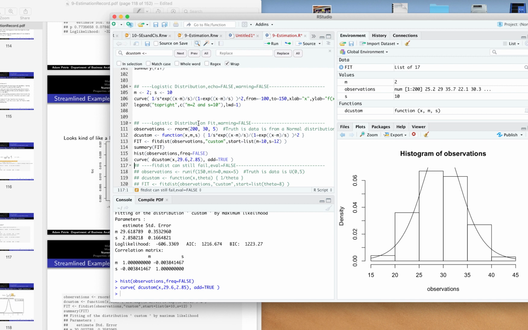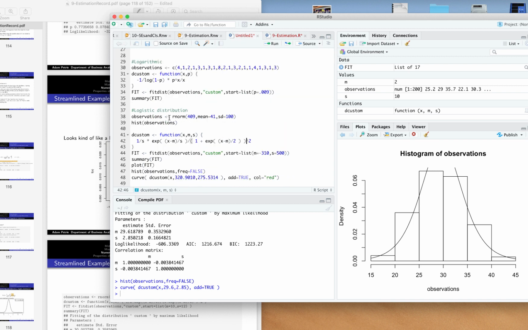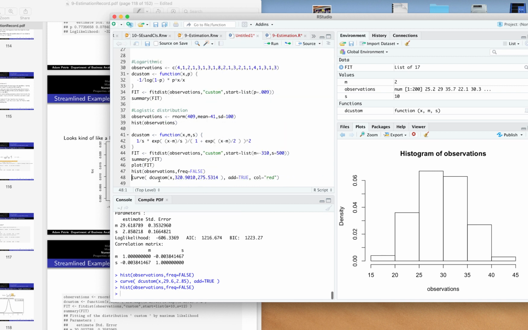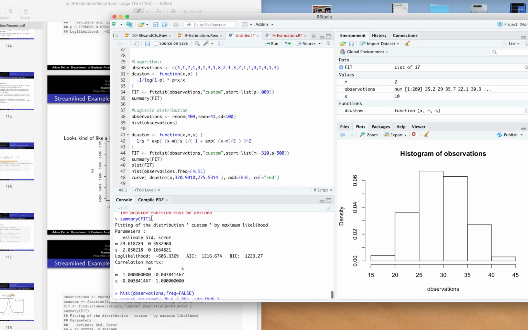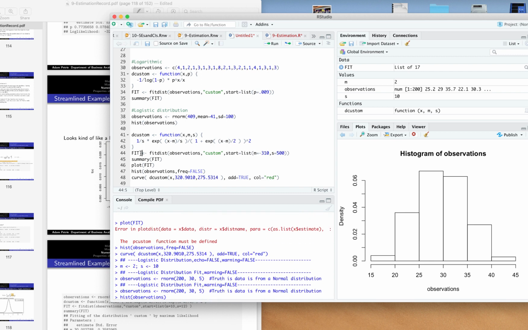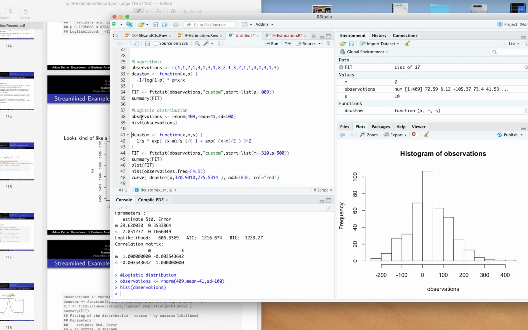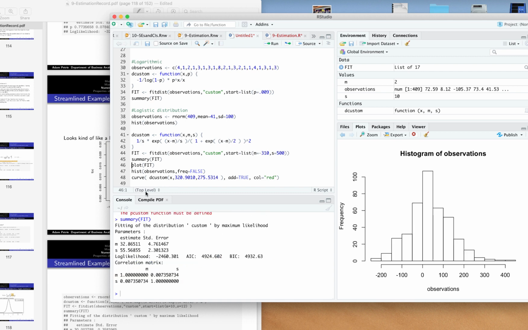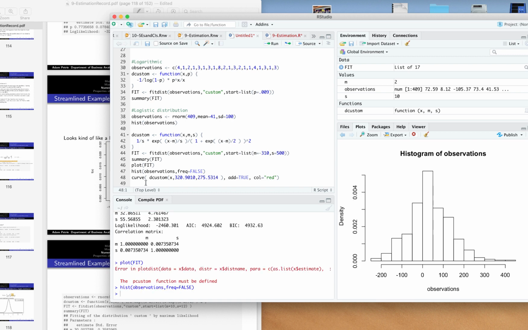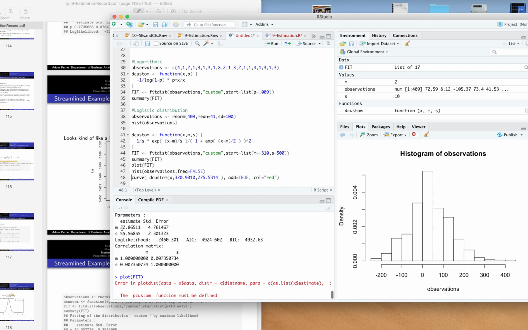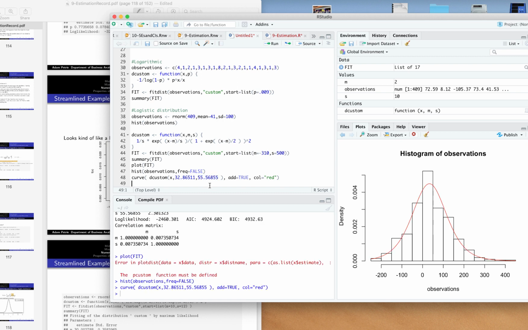So going back to the example we were just working on, let's make a histogram of this. And we'll get the summary of the fit. And this is why, let's make it again. There's my histogram. And let's go ahead and put these in here. Boom. Now we got a good fit.